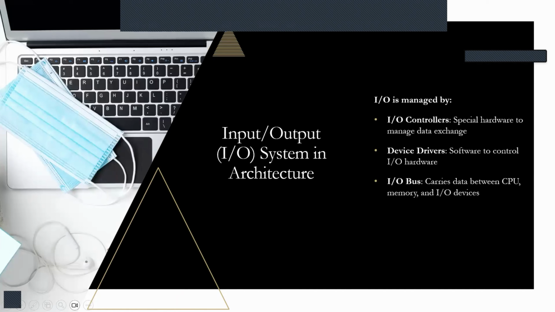Then the next slide, what I'll be talking about next is the input-output system in agriculture. What is the input-output system managed by? The input-output system is managed by controllers, which are special hardware to manage data exchange. Also, it's managed by device drivers. Device drivers are software to control the input and output hardware. Also, it is managed by the input and output bus, which carries data between the CPU, memory, and input and output devices.